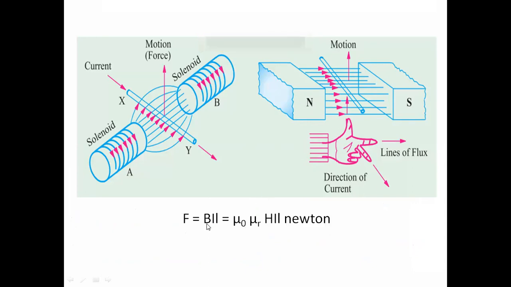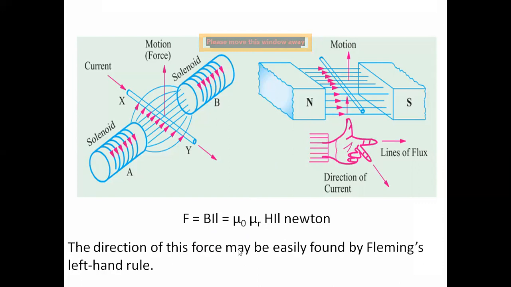Previously we have seen that B equals mu naught into mu r into H. By substituting that, the force experienced by this conductor is mu naught mu r into H into I into L newtons. This is the force. So the direction of this force may be easily found by Fleming's left hand rule.